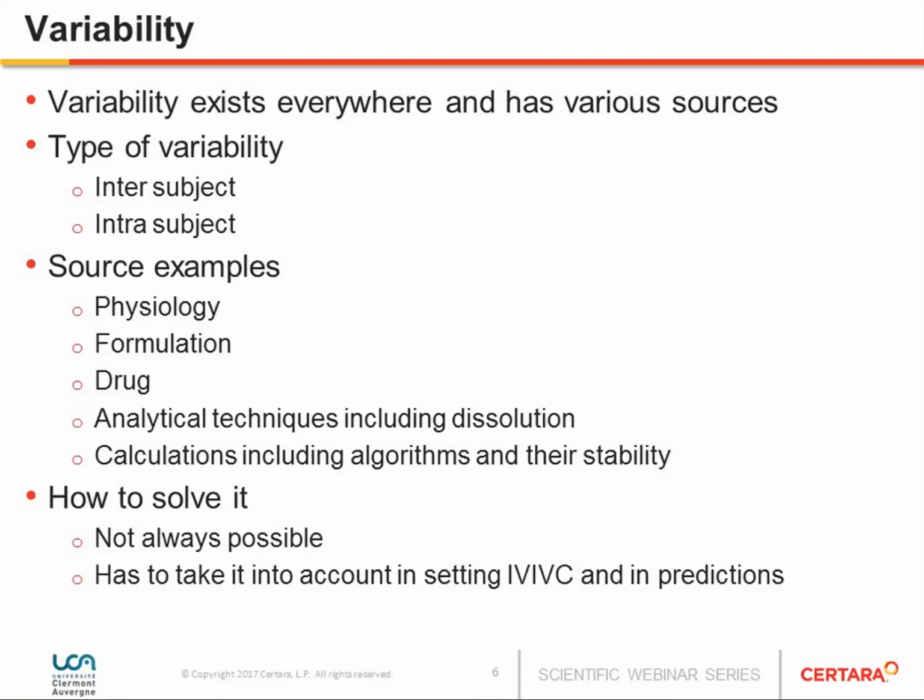How to solve it? You cannot always solve the variability issues, and that is part of the problem. How can you take it into account when you want to set up IVIVC and prediction is what we are going to see now.